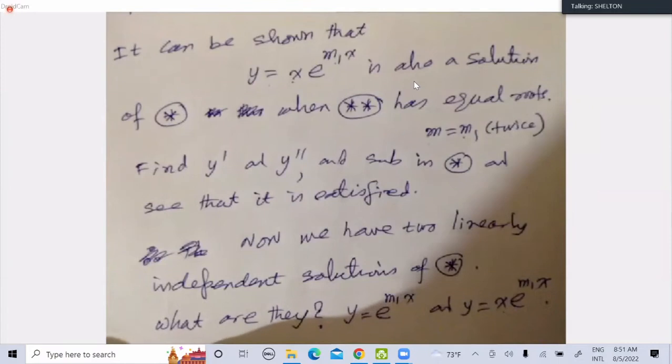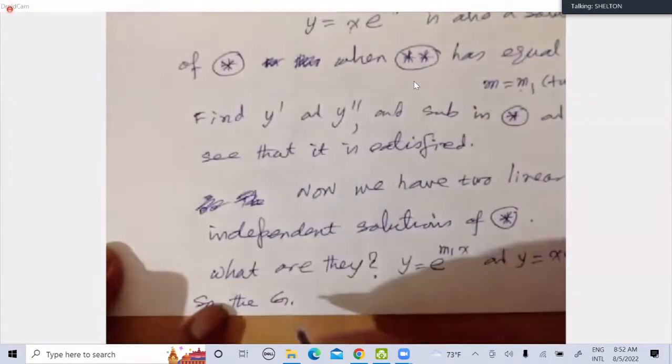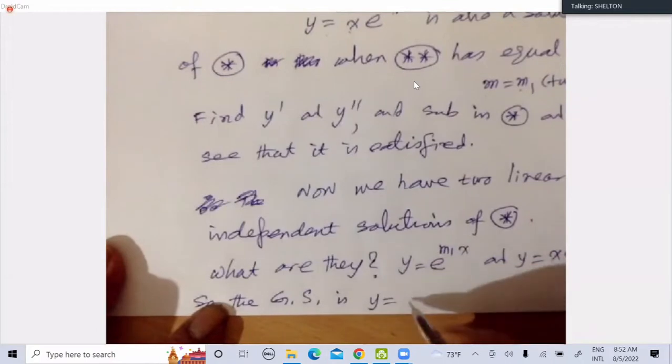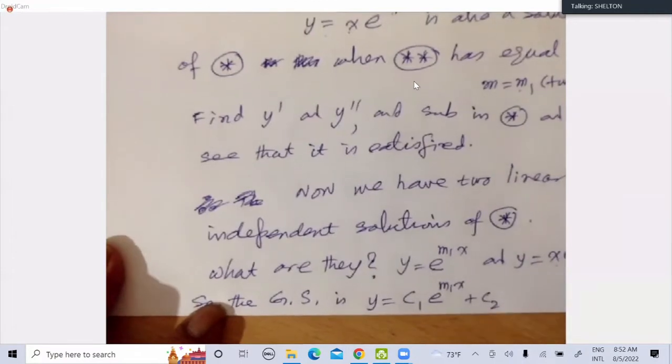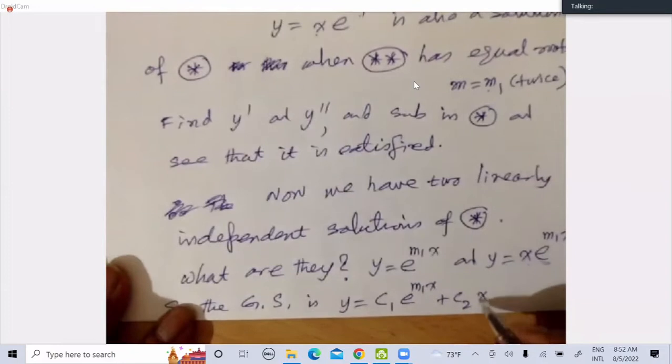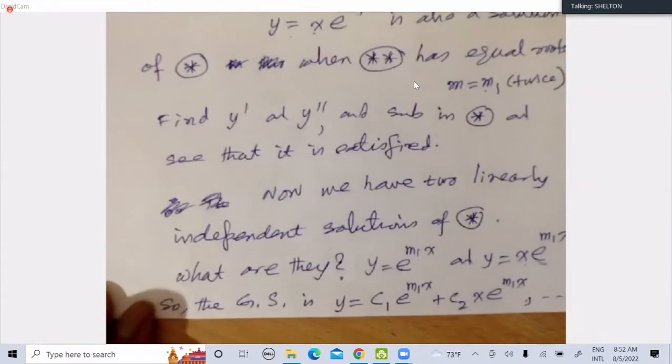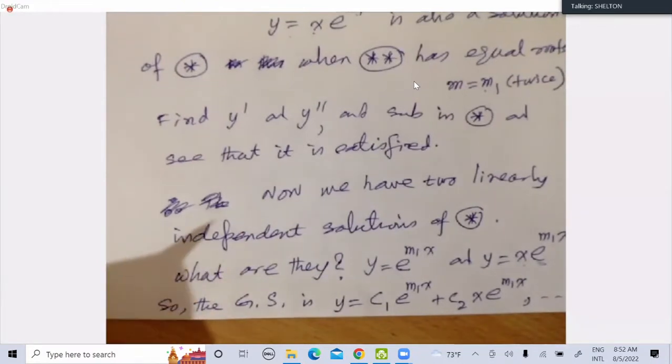So what is the general solution? How do you write the general solution if you have two linearly independent ones? y equals C1 e to the m1x plus C2 x e to the m1x, where C1 and C2 are arbitrary constants. Now, let me do two problems for this case also.